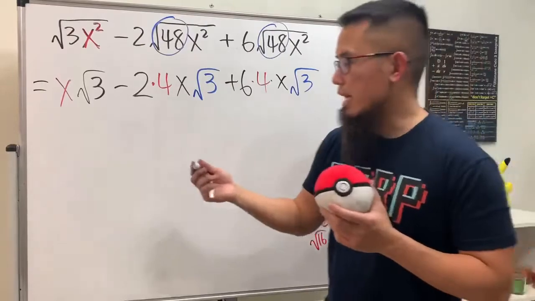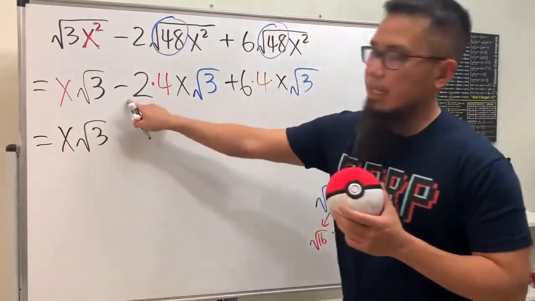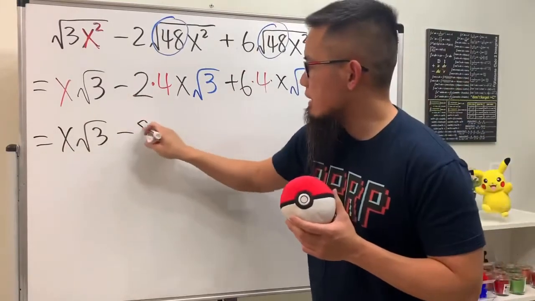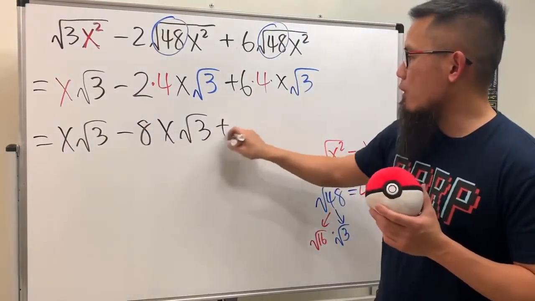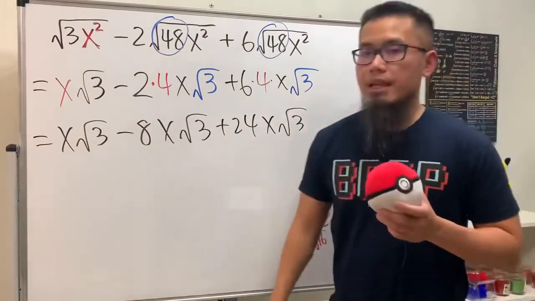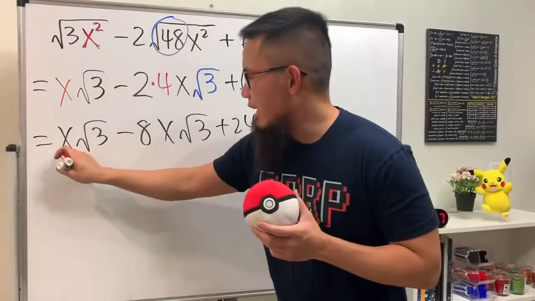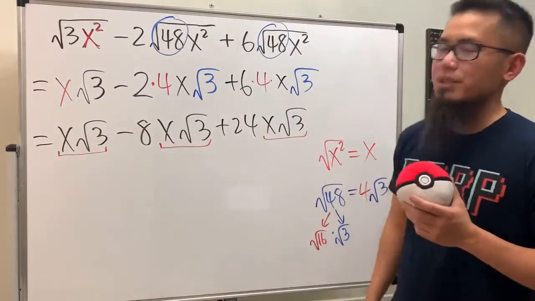So now, as you can see, we can multiply these numbers. Let's go ahead and do that. This right here is just x square root of 3. And then this is minus 8x square root of 3, and then plus 24x square root of 3. Notice everybody has x square root of 3, x square root of 3, and x square root of 3.